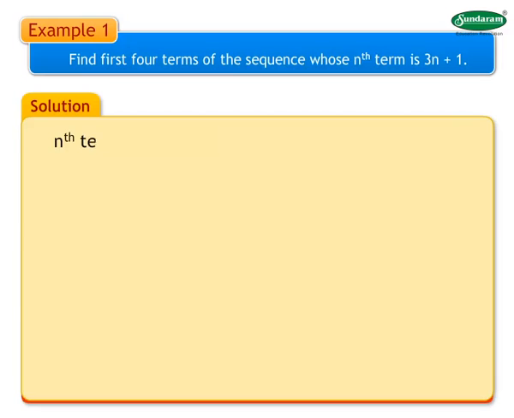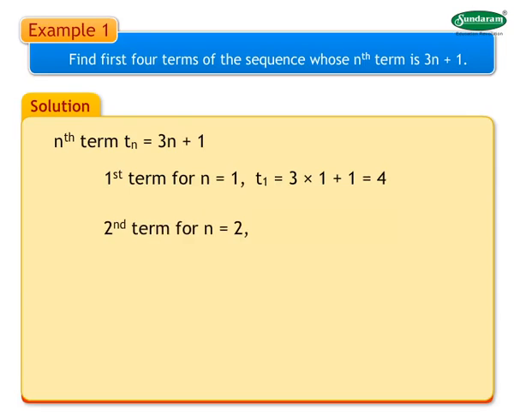Solution. Nth term Tn is equal to 3n plus 1. First term, for n is equal to 1, T1 is equal to 3 into 1 plus 1 is equal to 4. Second term, for n is equal to 2, T2 is equal to 3 into 2 plus 1 is equal to 7. Third term, for n is equal to 3.